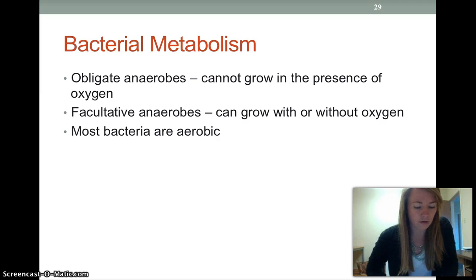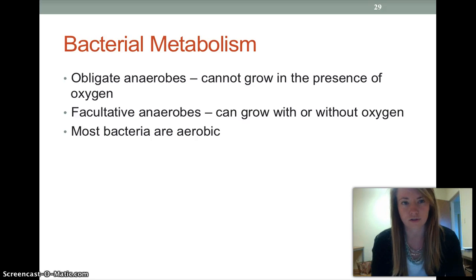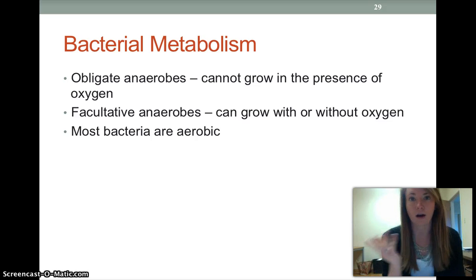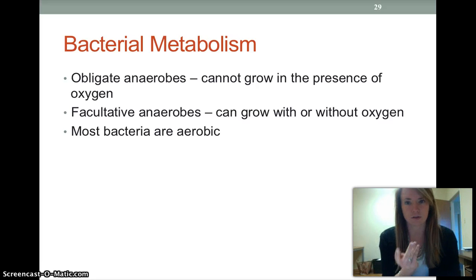Next, let's talk about bacterial metabolism. You would probably be able to guess this. They inhabit so many different kinds of environments that they are very, very diverse. We have a couple of different kinds that we're going to talk about. One basic differentiation is whether or not they need oxygen. There are certain kinds of bacteria called obligate anaerobes, which cannot grow in the presence of oxygen. Think about this: anaerobe means no oxygen, and obligate is like you're obligated. So they're obligated to live without oxygen. They cannot grow in the presence of oxygen.